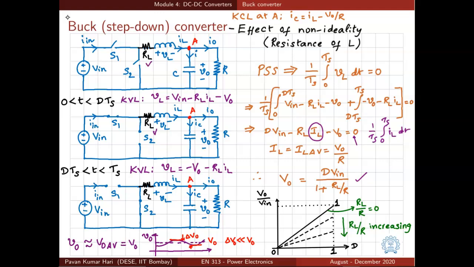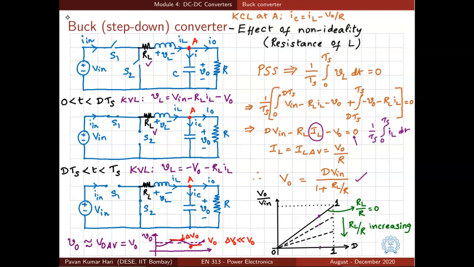If RL is 0, the output voltage is just D Vin, that's the ideal condition, but in reality inductor will also have some resistance, so the voltage gain will be less than expected. So you will be expecting some voltage like this at a given value of duty ratio, but then the actual voltage might be little less than that. And how much less? It can be found by following this method.